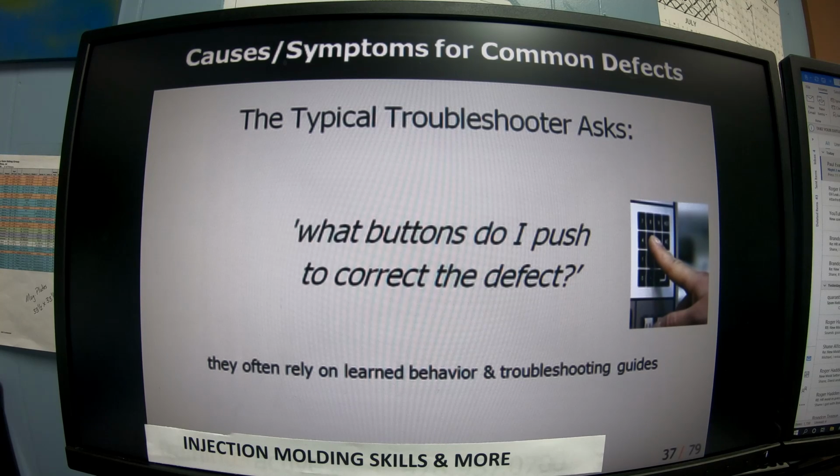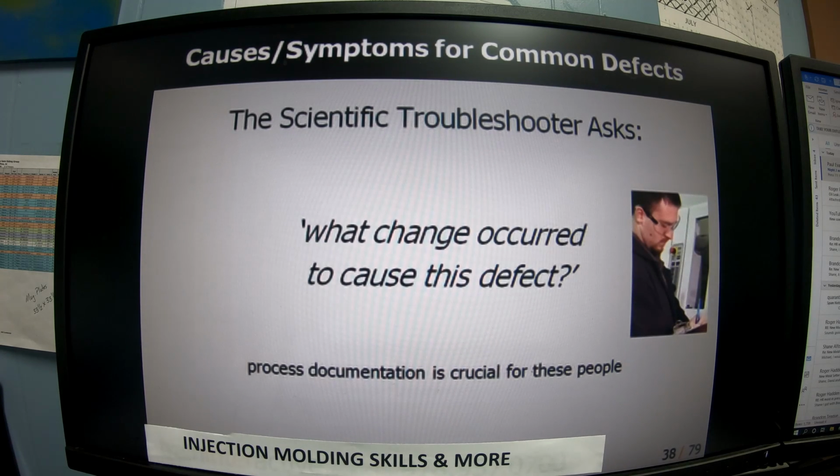The typical troubleshooter usually asks, what buttons do I push to correct the defect? This is exactly what we're trying to point out to you, is not to get into this type of habit where a typical troubleshooter will often rely on learned behavior or troubleshooting guides. This is why you hear documentation stressed throughout this presentation. People claim that documentation is important, but they just don't get around to doing it. You'll see in the following examples why good documentation can help you easily identify the source of the problem.